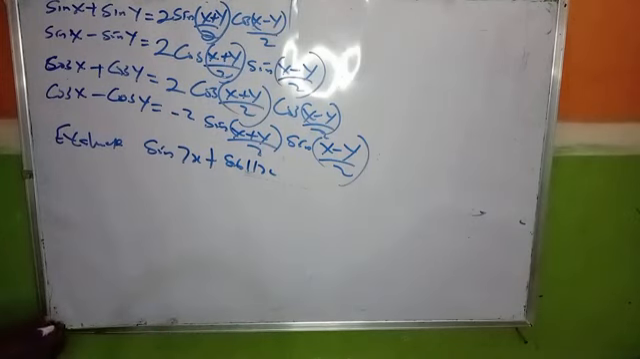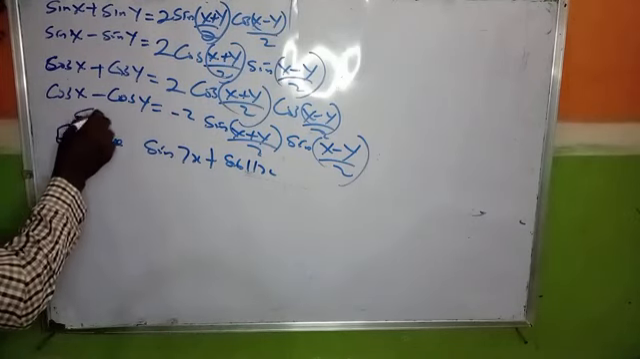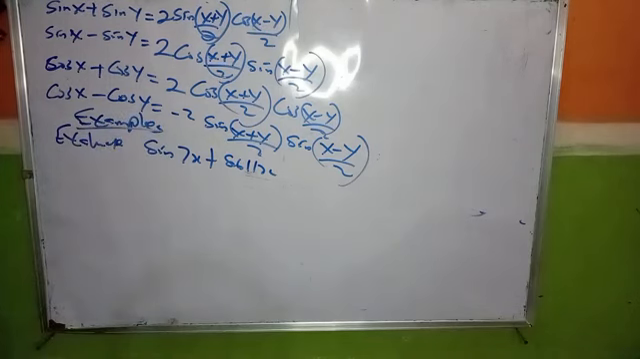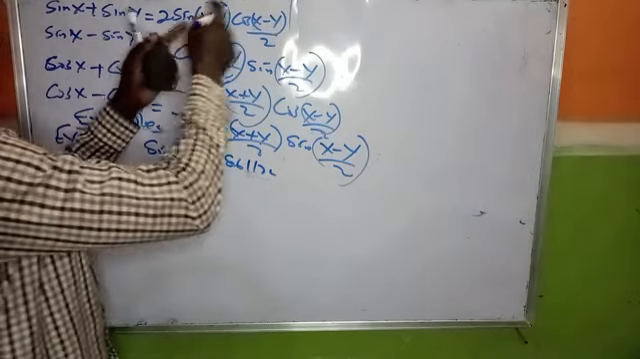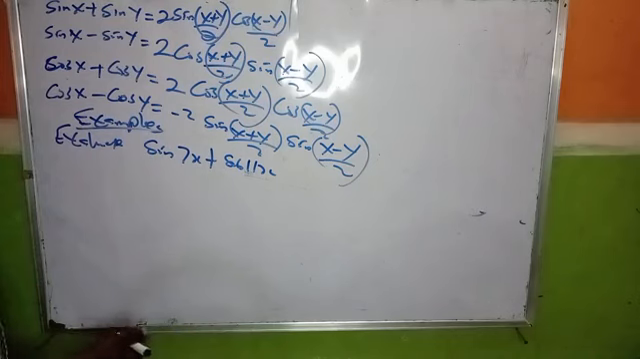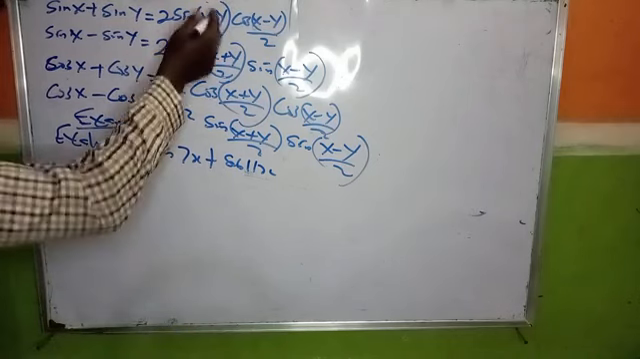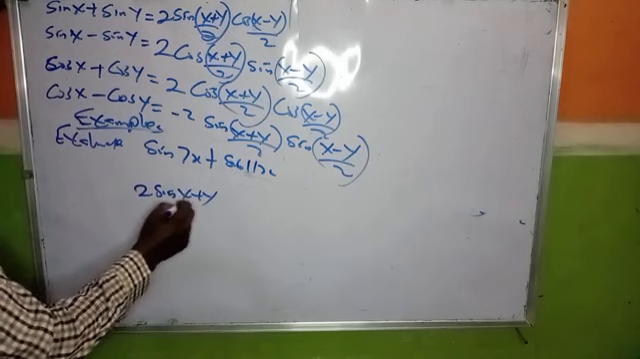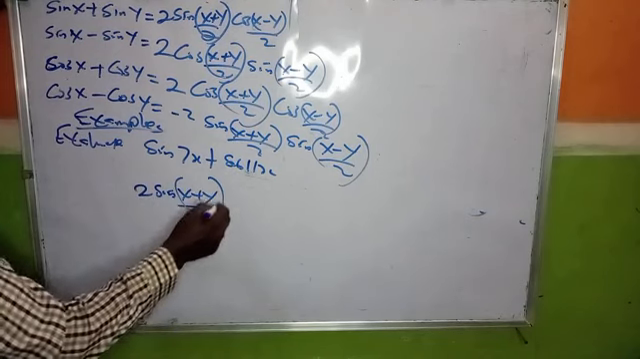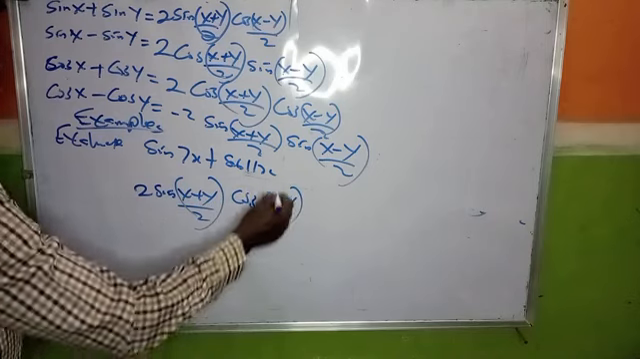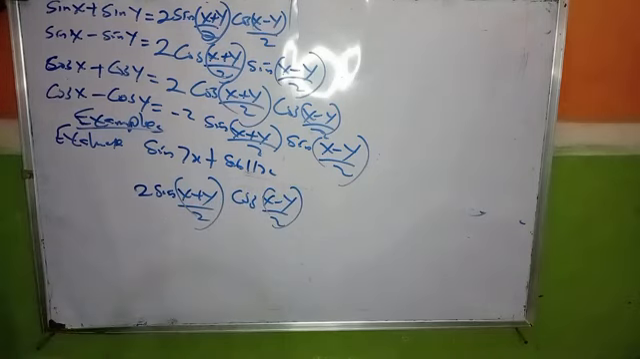So in this example, you simply apply this. How are you going to get your x and y? This is x and y. So the formula you are going to use is 2 sine (x plus y)/2 cos (x minus y)/2. So this is what we have.